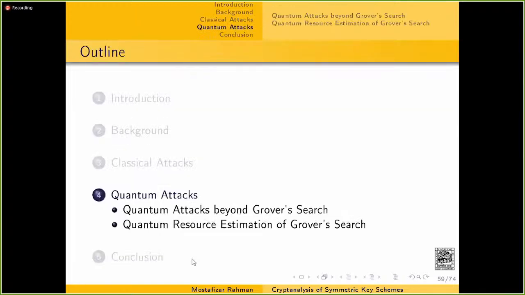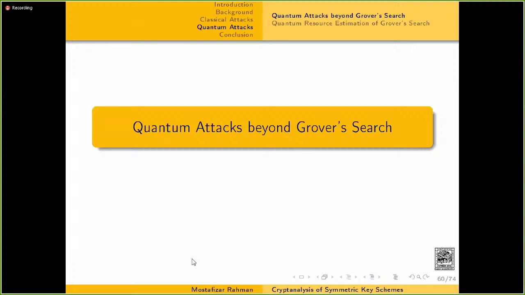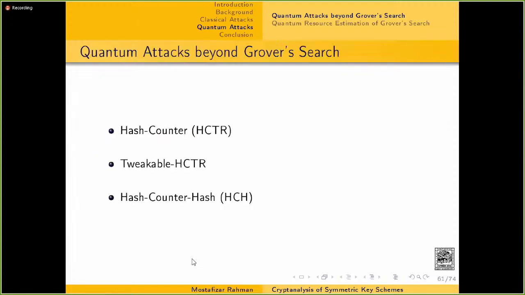Next are the quantum attacks. There are two topics in this. First of all, there are quantum attacks beyond Grover search, and then there is quantum resource estimation of the Grover search. In the quantum attacks beyond Grover search, we have applied Simon's algorithm in the Q2 model and the asymmetric search strategy in the Q1 model.